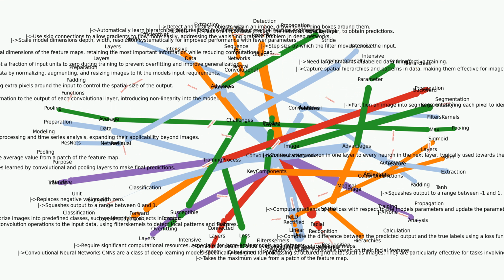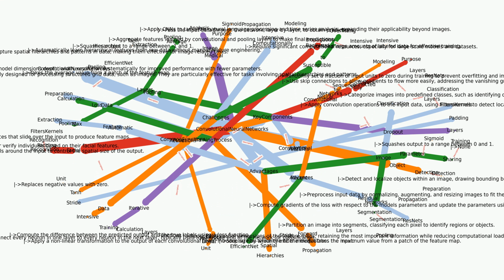Dropout layers. Description. Randomly set a fraction of input units to 0 during training to prevent overfitting and improve generalization. Rate. Fraction of the input units to drop. Training process. Data preparation. Description. Preprocess input data by normalizing, augmenting, and resizing images to fit the model's input requirements.